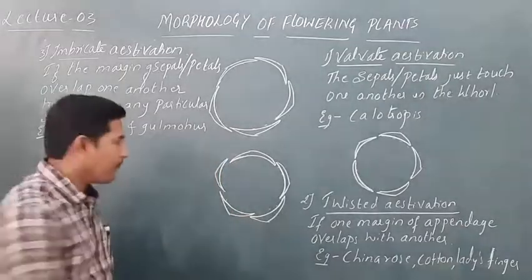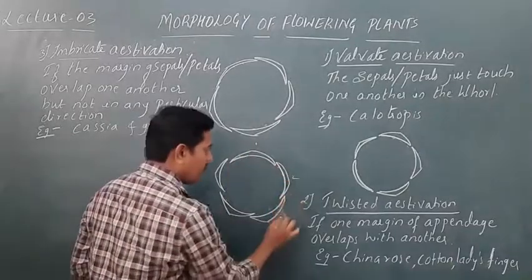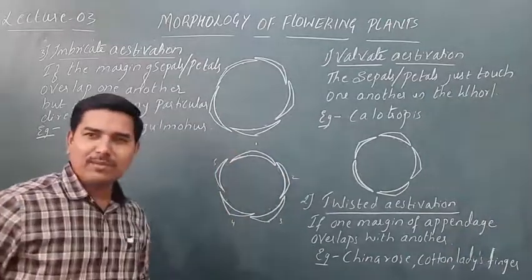How it is? Okay, let us consider that as this is 1, 2, 3, 4 and 5. 5 petals or sepals it may be.